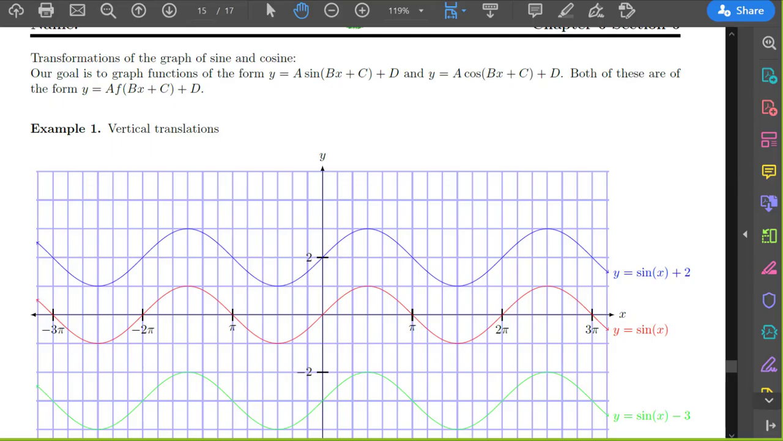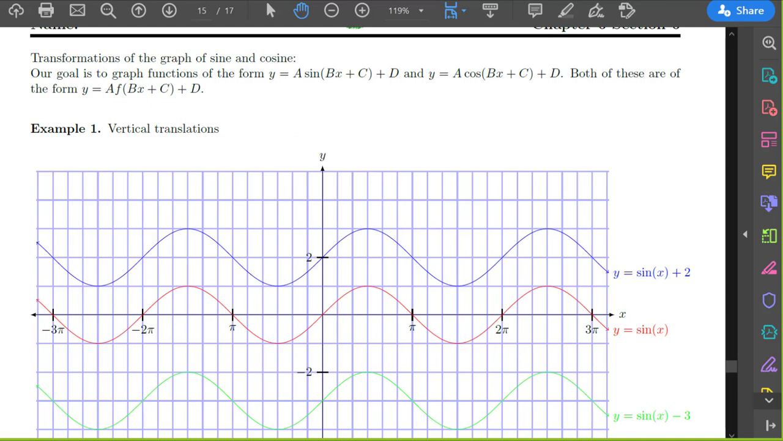So Chapter 6, Section 6 is really similar to what we did back in Chapter 2. In fact, we are just going to be introducing two new parent functions, and this section is really just all the shifts, so vertical, horizontal, reflections, and translations. So the same stuff that we've been doing in all of the sections, but now we're just going to apply it directly to trigonometric functions.